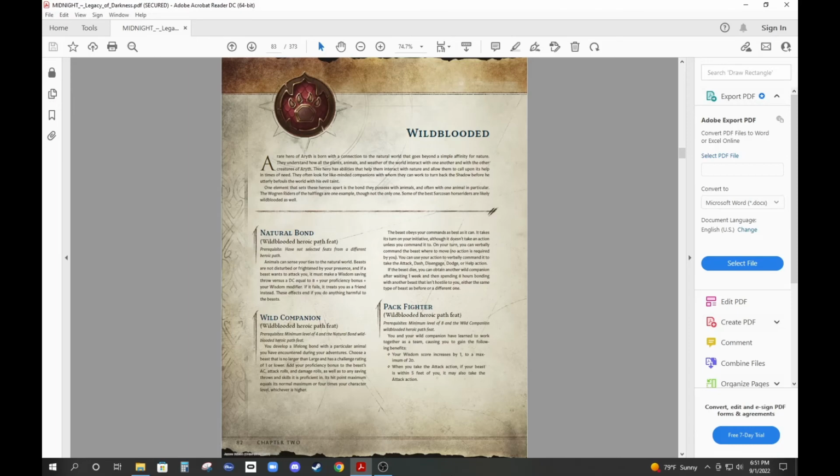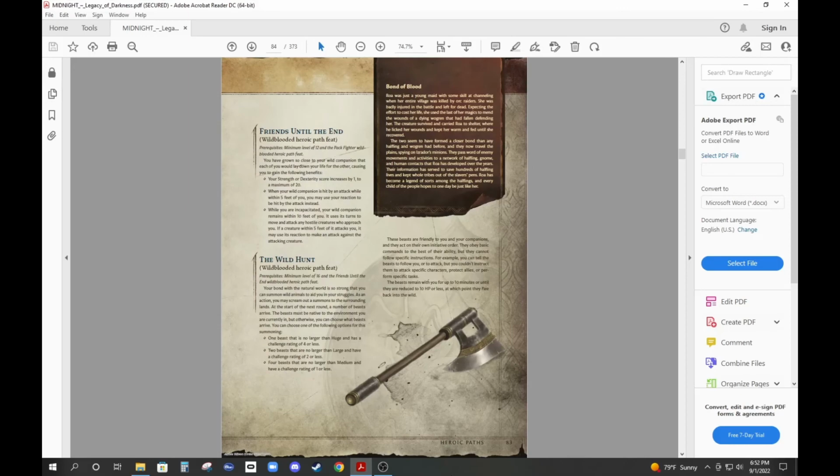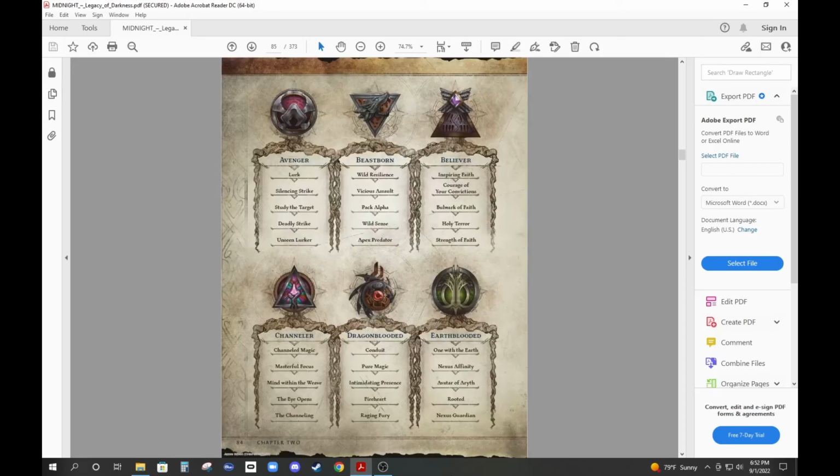One element that sets these heroes apart is the bond they possess with animals, and often with one animal in particular. The Wogren riders of the Halflings are one example, though not the only one. Some of the best Sarkosan horse riders are likely Wild-Blooded as well. And they have the feats Natural Bond, Wild Companion, Pack Fighter, Friends Until the End, and the Wild Hunt.